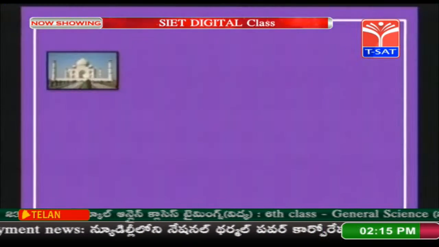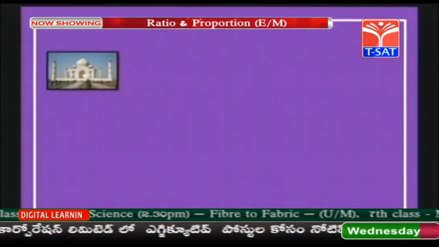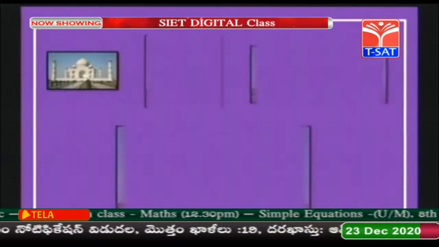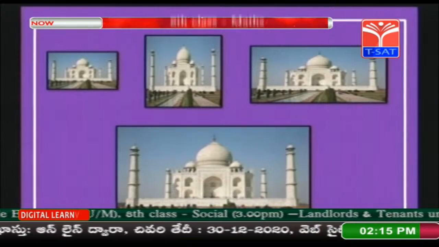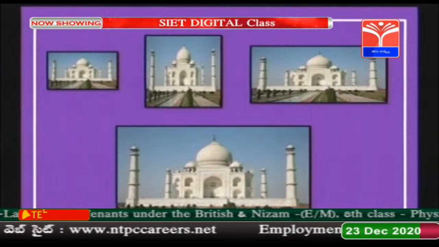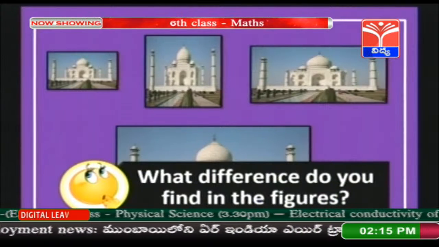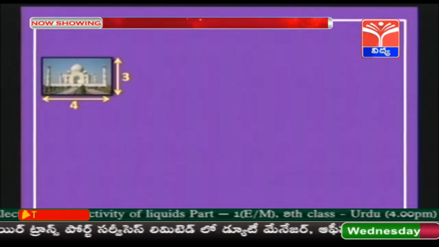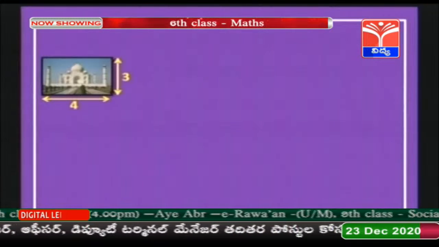Let us see. Can you identify the image shown on your screen, children? Yes, it is the beautiful Taj Mahal, which is located in Agra in our country, right? Here you can see some more images of the same Taj Mahal but of different sizes, isn't it, children? Now let us see what we are going to do. Can you find any differences in these figures, children? Yes. Let us see what the difference is. The first figure is the original one which we have taken the first time. The length is 4 and the breadth is 3.